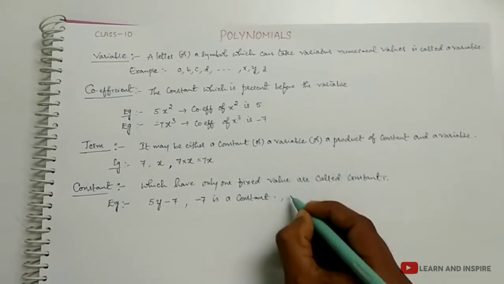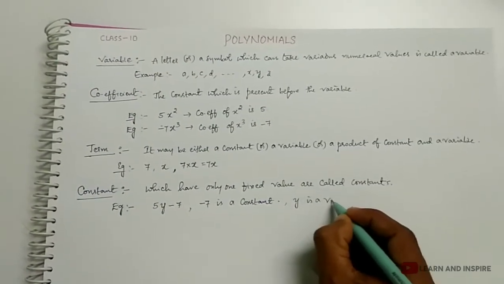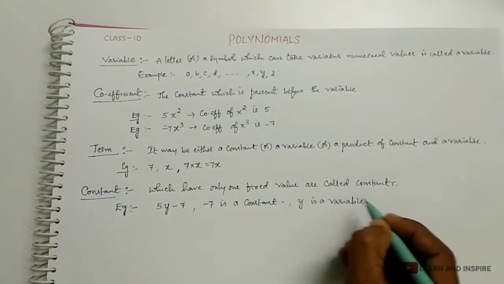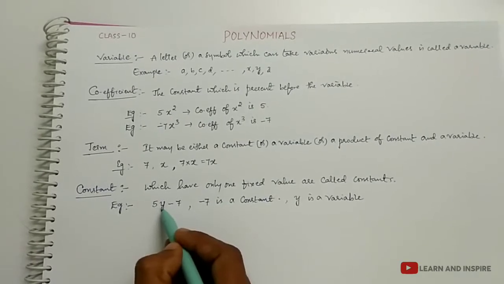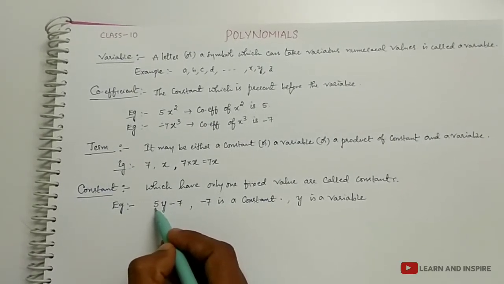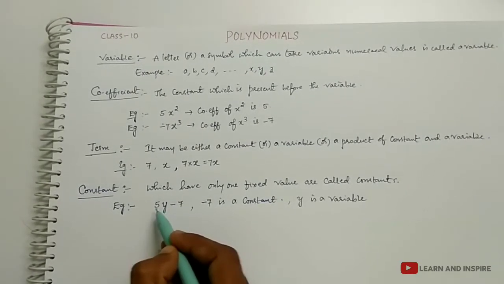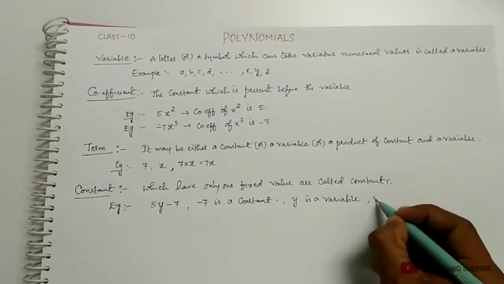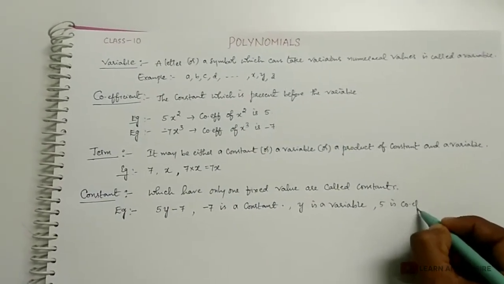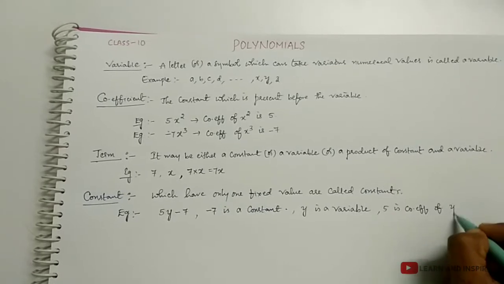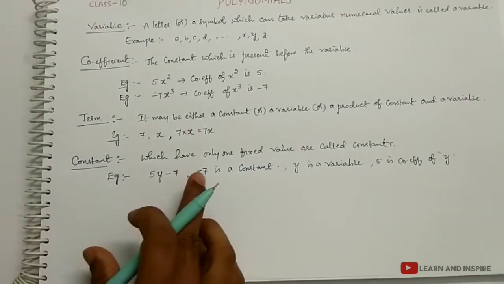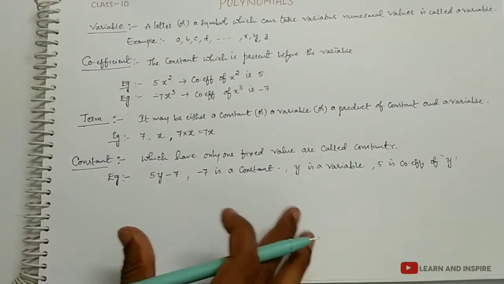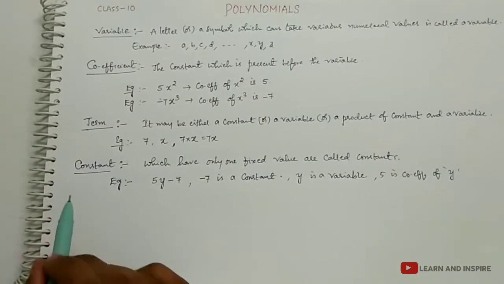Okay, here what is the variable? y is a variable. And what is 5 here? 5 is nothing but the coefficient of y. You can see the constant before the variable, so here 5 is the coefficient of the variable y. So, understood what a constant is? Quantities which have fixed values are called constants.